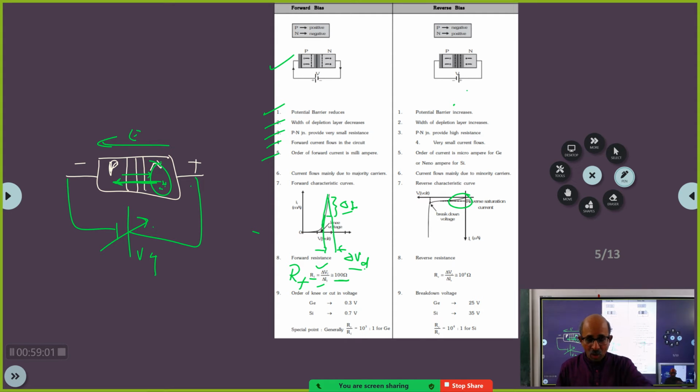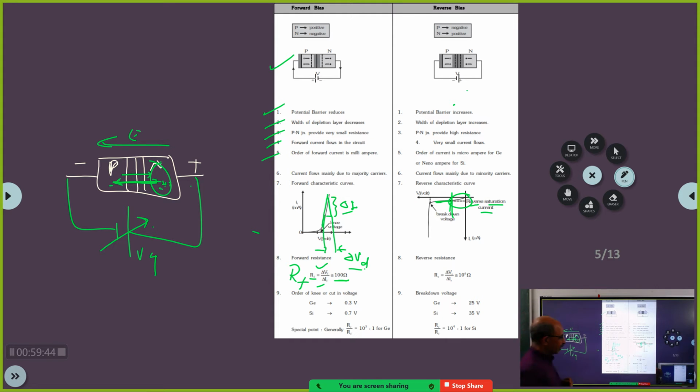So all the minority charges are already in motion. There are no more minority charges in excess which will increase the current, and that means it is saturated. That is why it is called reverse saturation current. Up to this point, there is an increase in the minority charges that take part in the diffusion. After this point, all the minority charges on either side have participated, and therefore there is no further increase in the reverse saturation current, and it remains constant.